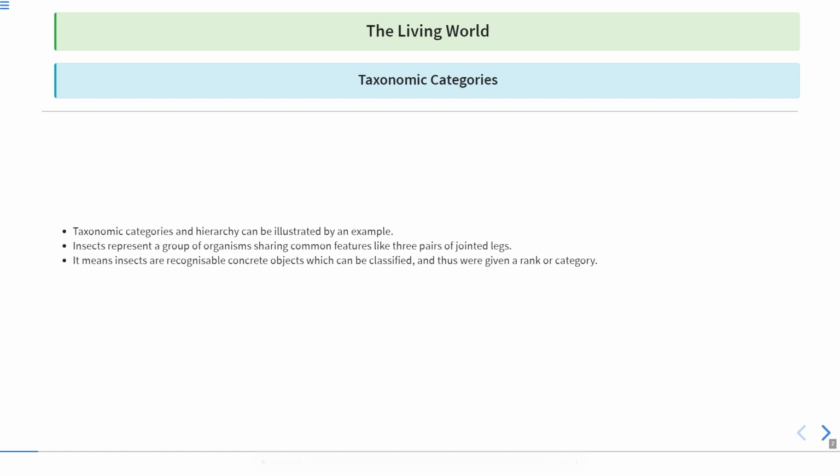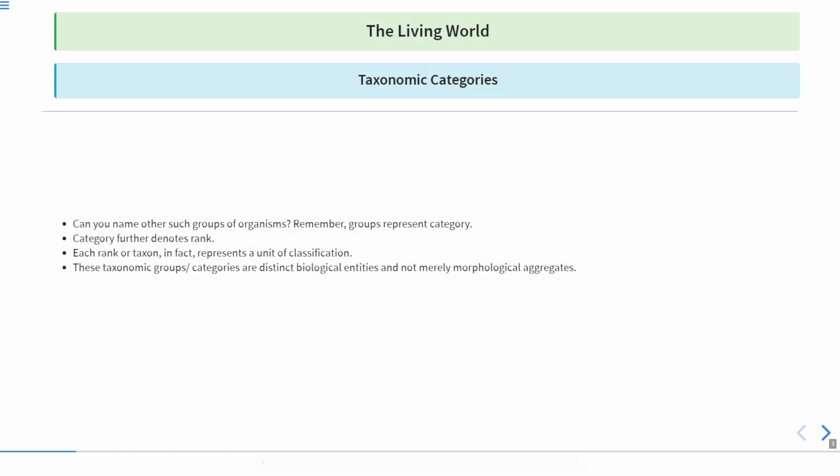So the one that has particular characteristics that are used for classification is termed a taxon or a category. So we will see here, can you name other such groups of organisms? Remember, the group represents a category. That particular group must be a category.